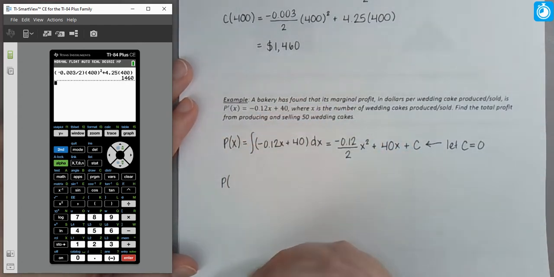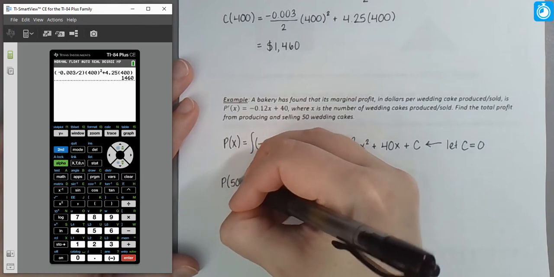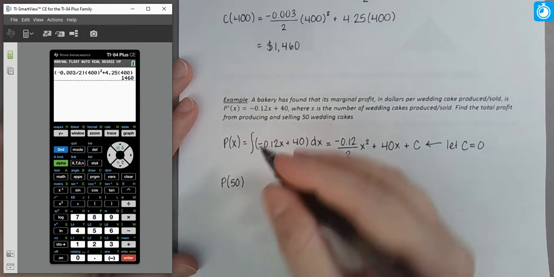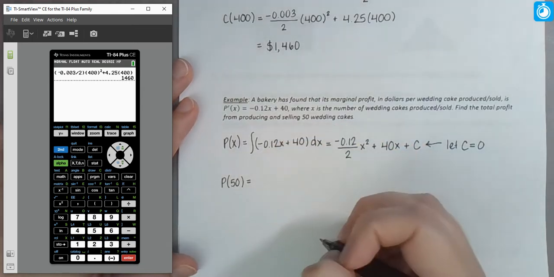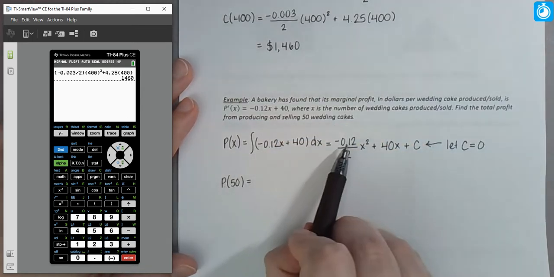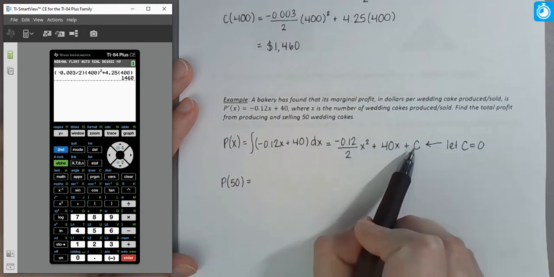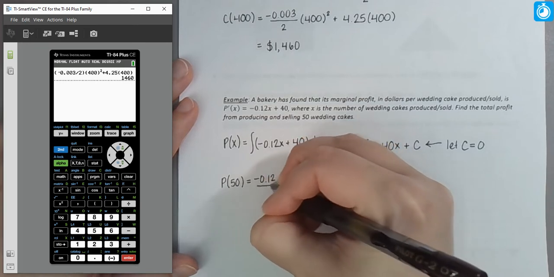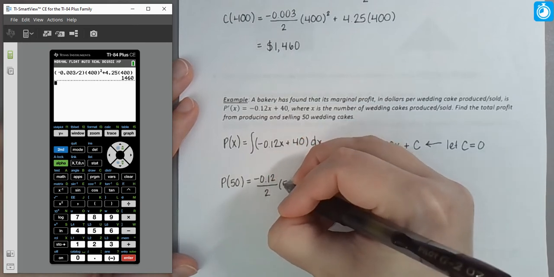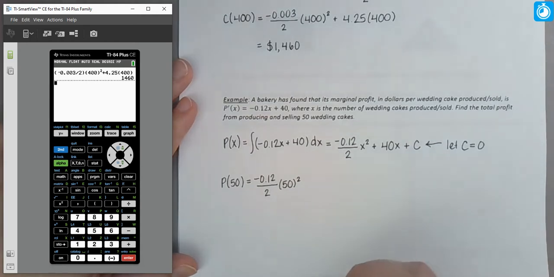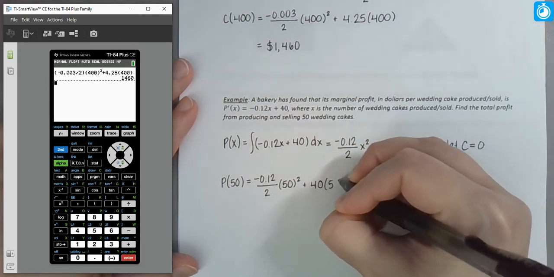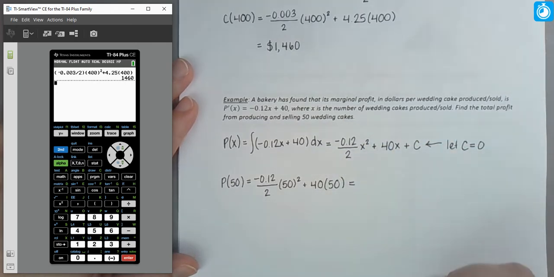So we want to know what's the total profit for selling 50 cakes. The profit for the first, the profit for the second, all the way up to the profit of the 50th, the total profit. So P of 50, I'm going to sub in 50 to my function, and again C is not there, it went to 0. So negative 0.12 divided by 2 times 50 squared plus 40 times 50. And so let's sub that in, let's evaluate that.